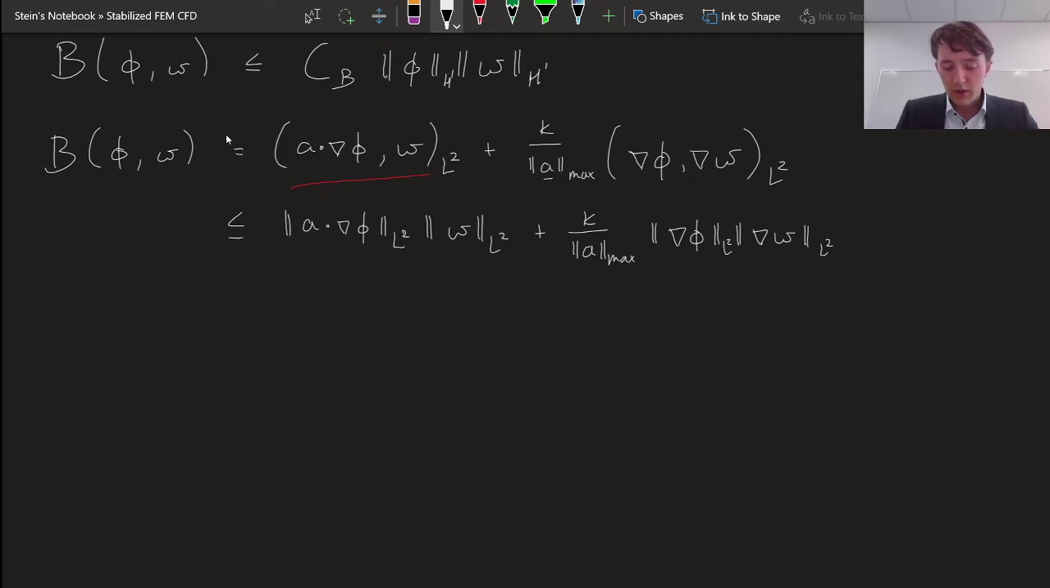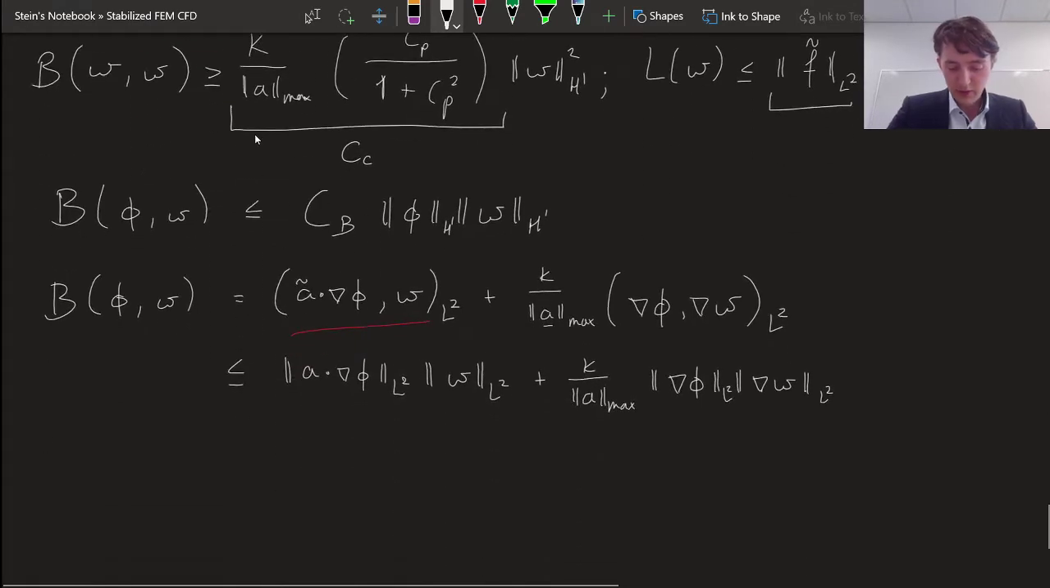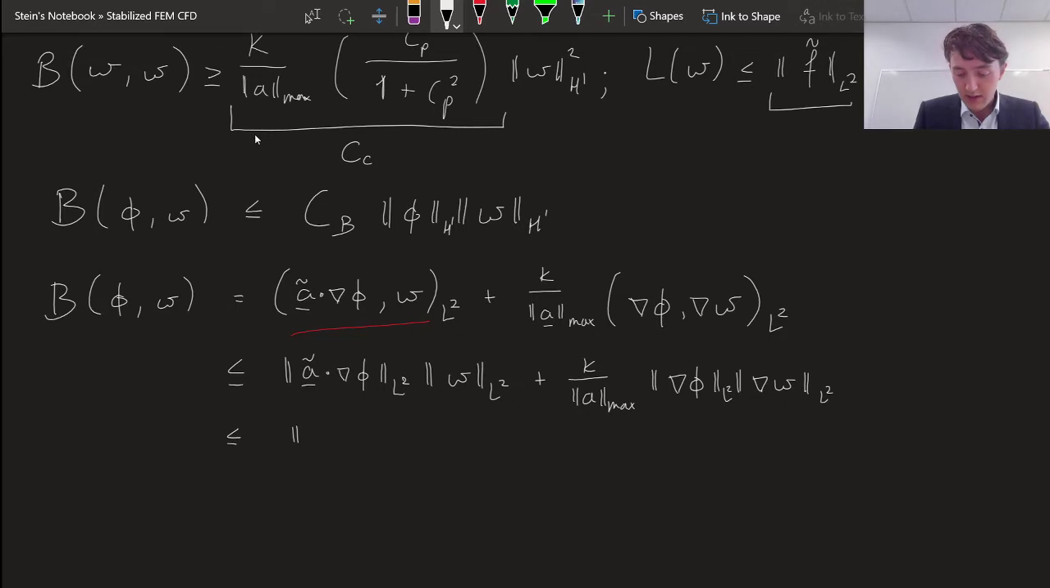Now, one of the things we can say is, this is actually our normalized advection vector. What we did was we divided our advection vector by its maximum value, which means that at every point, the magnitude of the normalized advection vector is smaller than 1, which means that this is going to be bound from above simply by the L2 norm of the gradient of phi, because we're dotting it with a vector that has a magnitude smaller than 1. And this second term is just going to remain the same.